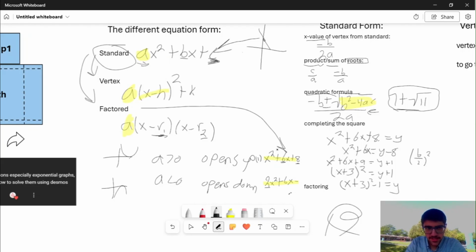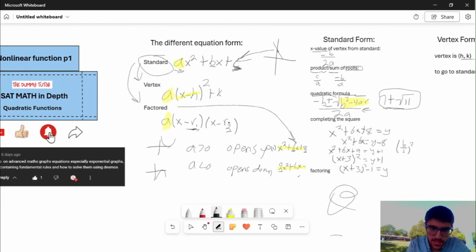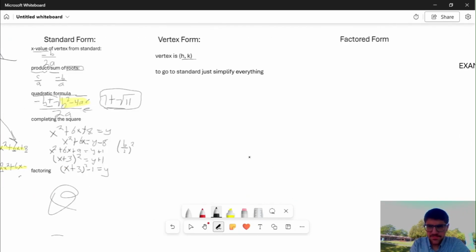If you were to go from factored to standard, same thing. Just multiply everything and then combine like terms to simplify it to the best of your ability. And that is really it.